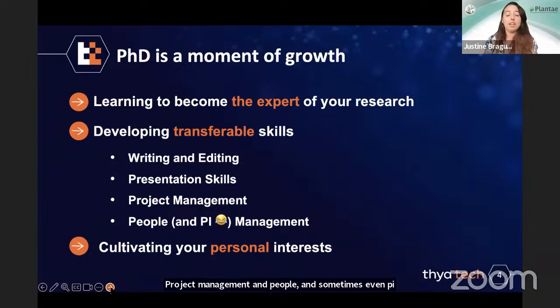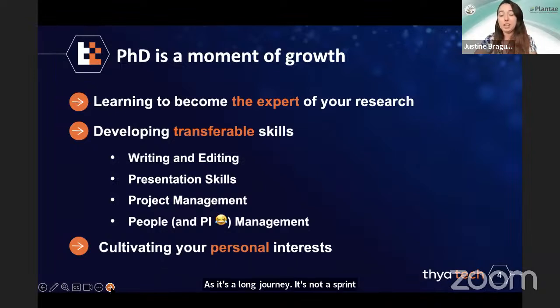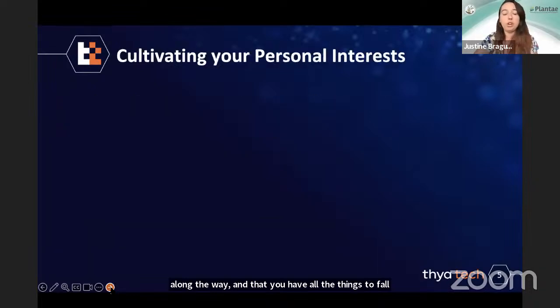And finally, what I really wanted to put in light here is cultivating personal interest and really nurturing mental health. As it's a long journey, it's not a sprint, so you really need to make sure that everything is going well all along the way and that you have other things to fall onto, not just your research, but also friends, family, and sports or hobbies.